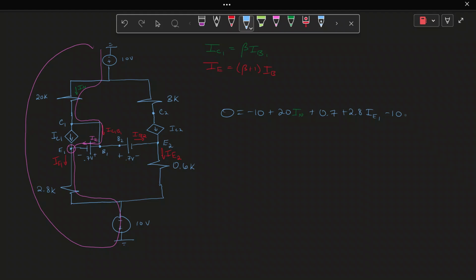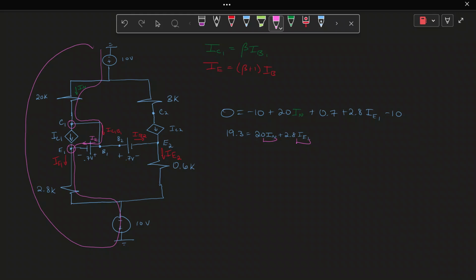But now we get to the bottom, it's minus 10. So now if we move everything over, we get 19.3 is equal to 20 IN plus 2.8 IE1. Okay, well, we have two unknowns. We have IE1 as an unknown and IN as an unknown. So we need another equation, at least one other equation. Well, what if we create a KCL at this node, the collector?